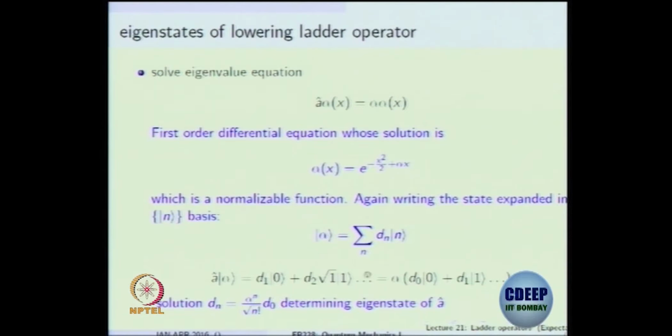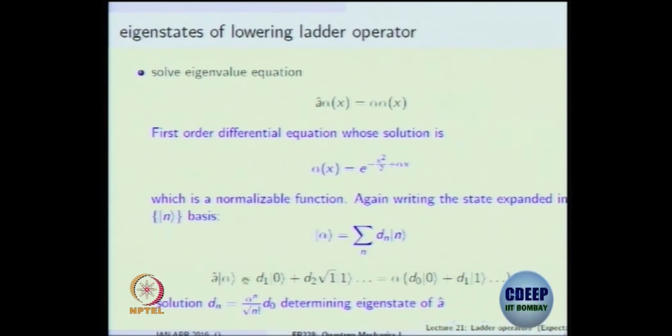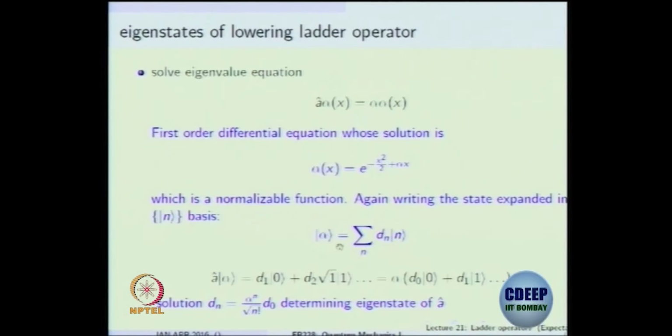dn is proportional to d0 and the proportionality is alpha to the power of n divided by root n factorial, where alpha is an eigenvalue of the state ket alpha, and it's an eigenvalue equation for the lowering ladder operator. So we have actually determined what alpha is, and how do you fix d0? Normalization. Say that alpha is a normalized state and you fix d0 by the normalization condition. Can you fix d0 now using the normalization condition?